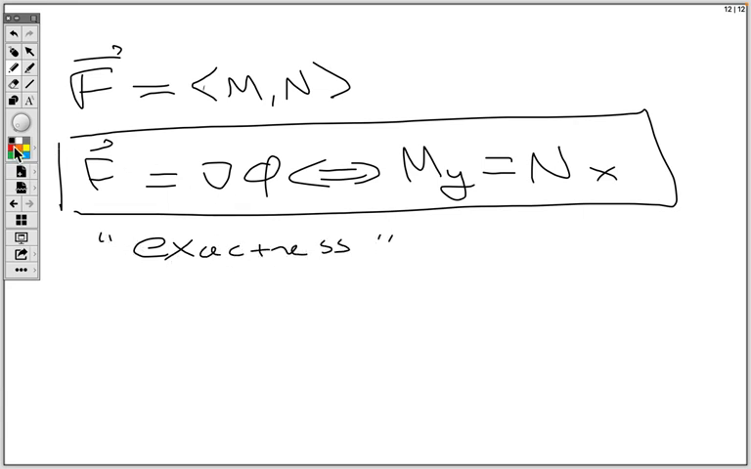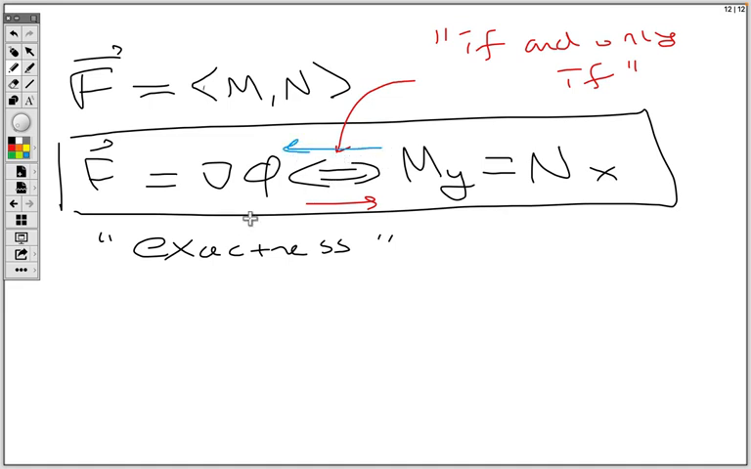Now, this is an if and only if statement, meaning if f is a gradient field, then My equals Nx. The more powerful part is if My equals Nx, then it's a gradient field. So this is how we're going to check.